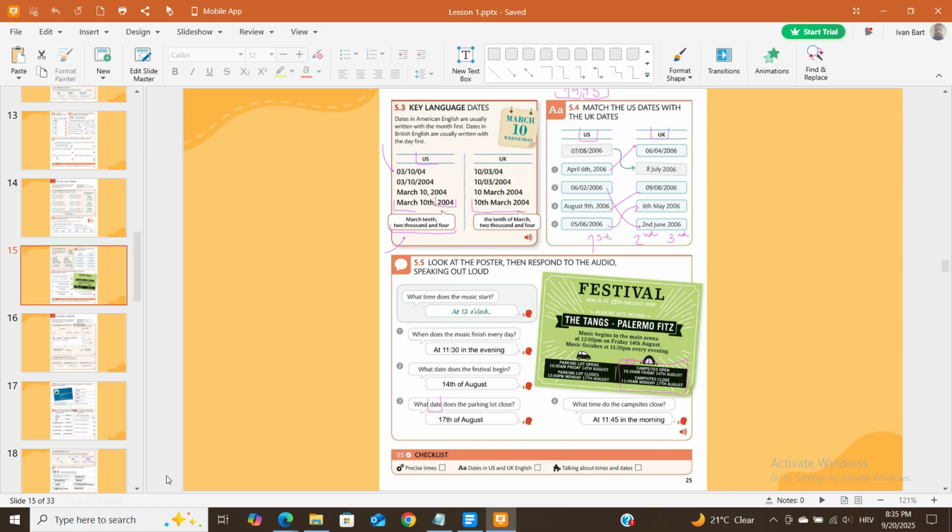What time do the campsites close? At 11:45 in the morning. 05 Checklist. Precise times and dates in US and UK English. Talking about times and dates.